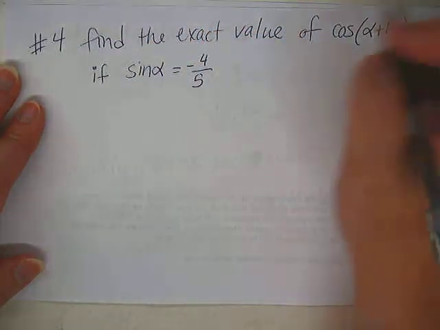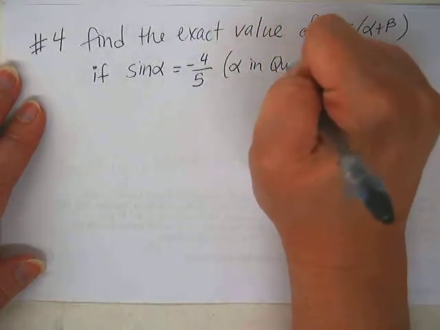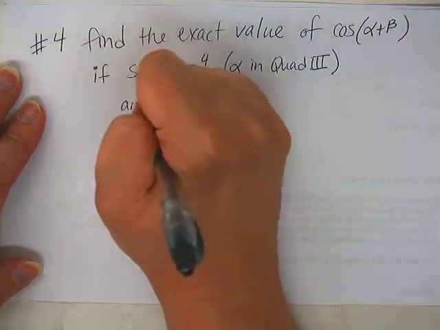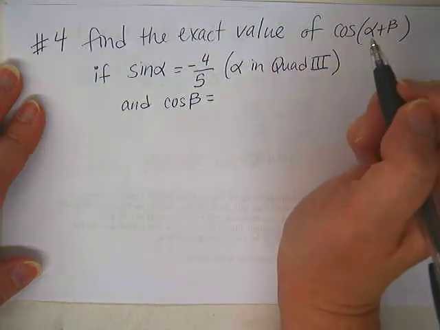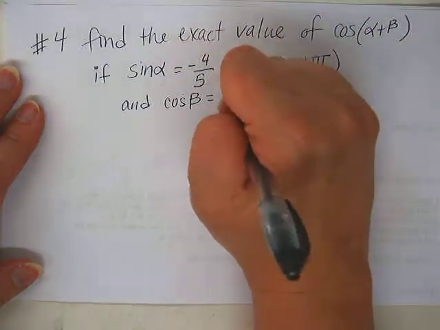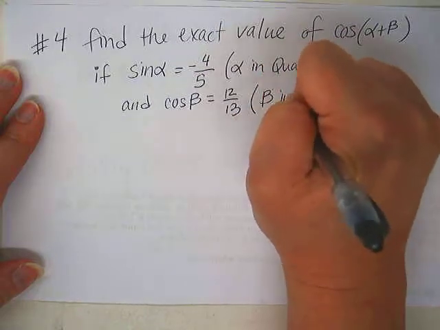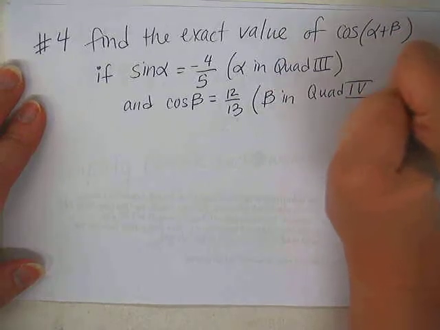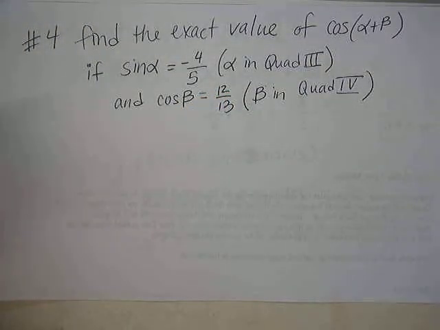So they're going to tell us about sine. Sine of alpha happens to be negative 4/5, and alpha is in quadrant 3. And cosine of beta is going to be 12/13, and beta is going to be in quadrant 4.